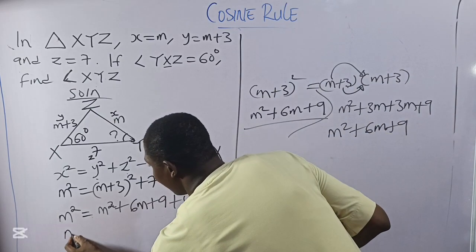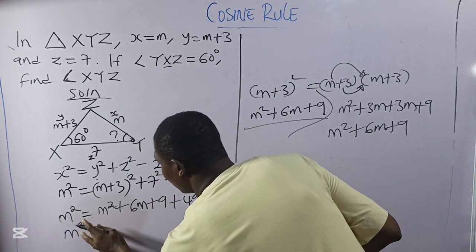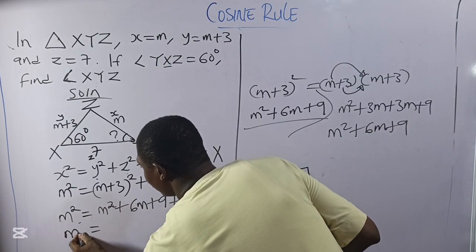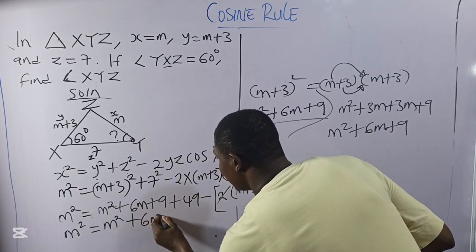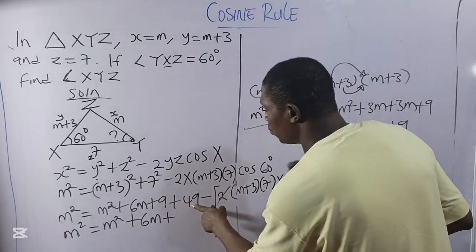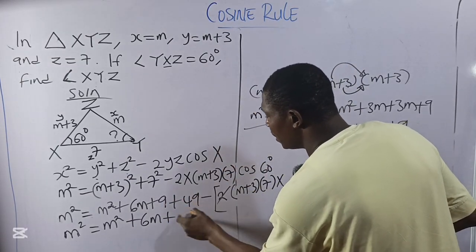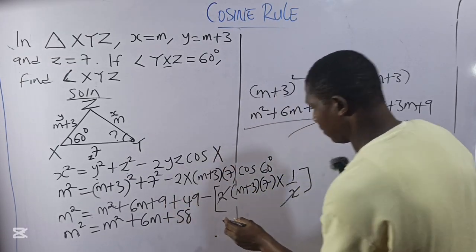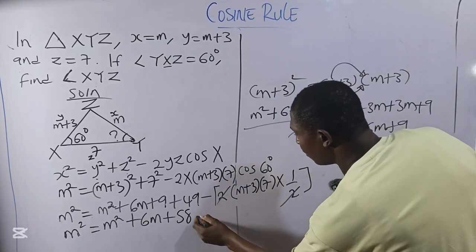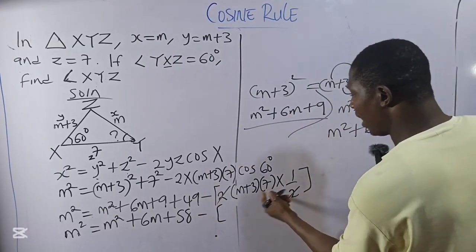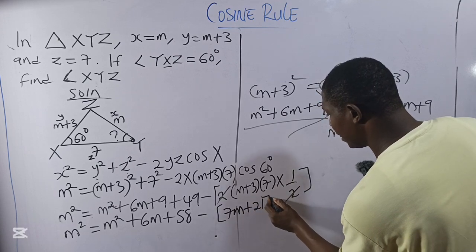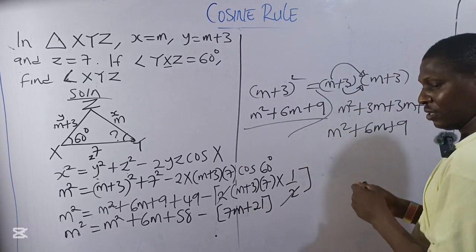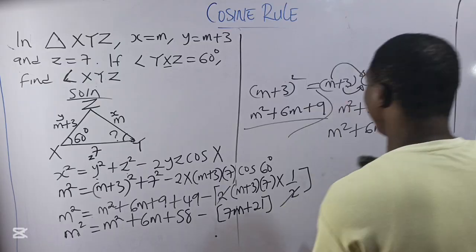So we'll have m squared equals m squared plus 6m plus 58, minus in brackets, I'll have 7m plus 3 times 7, which is 21.